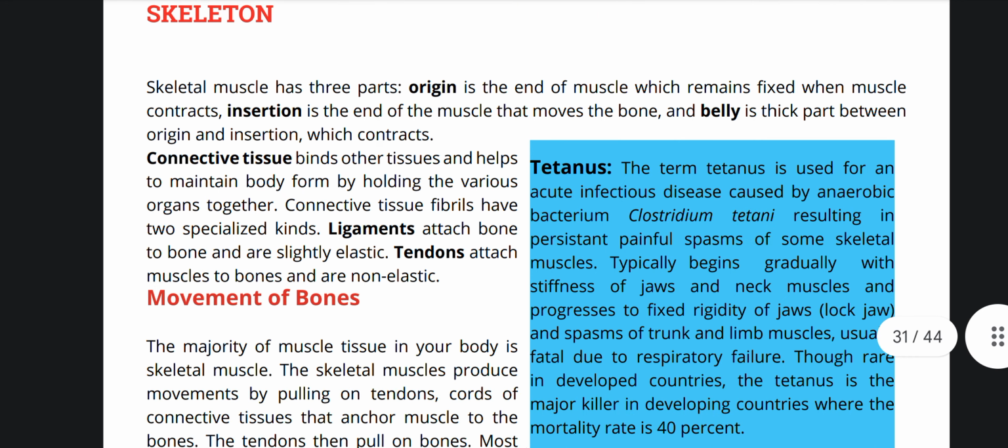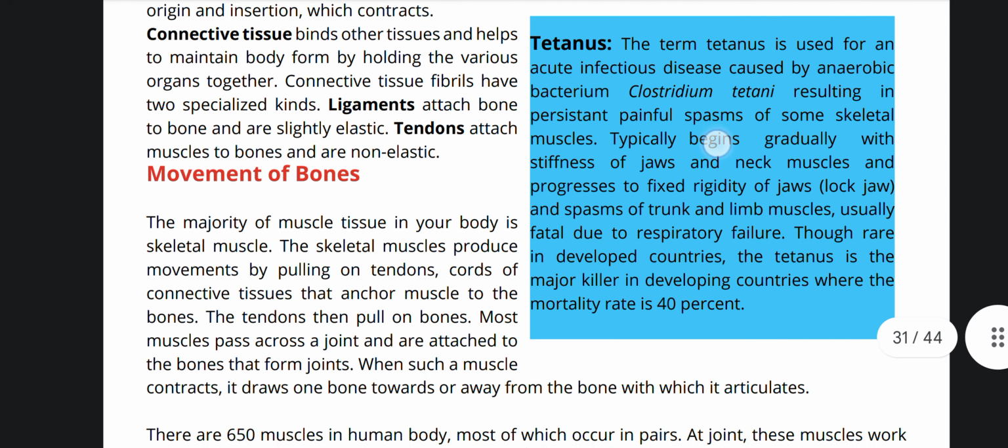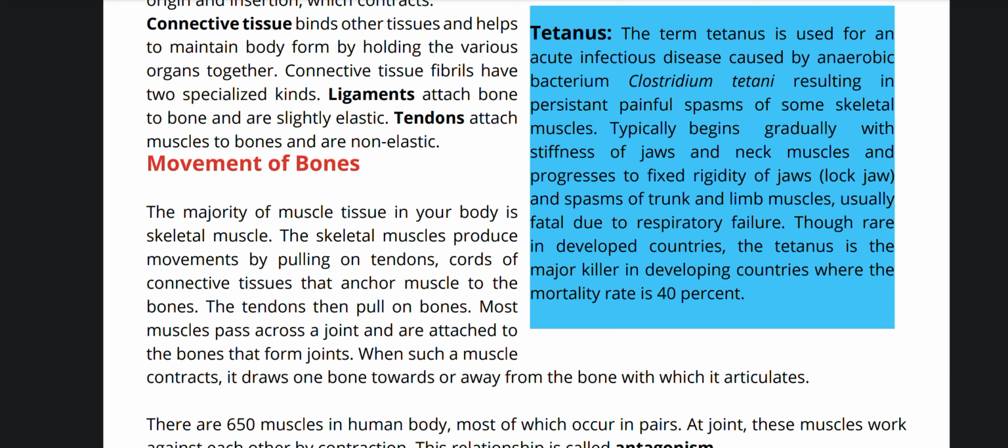Connective tissue binds other tissue and helps to maintain body form by holding the various organs together. Connective tissue fibrils have two specialized kinds. Ligaments attach bone to bone and are slightly elastic. Tendons attach muscle to bones and are non-elastic.